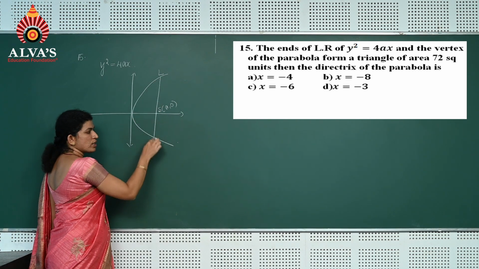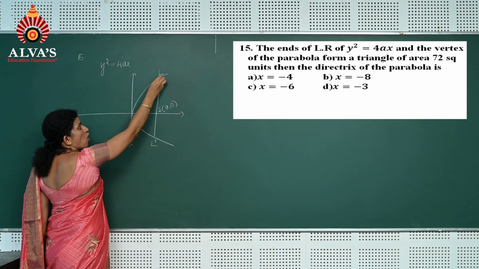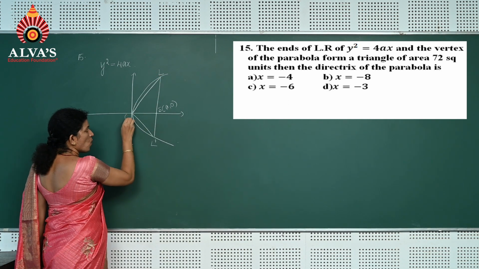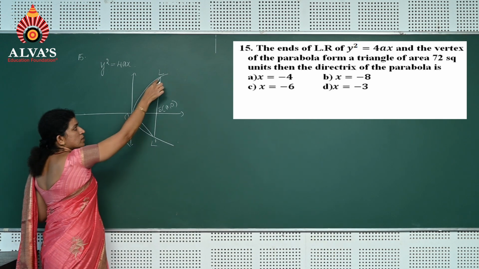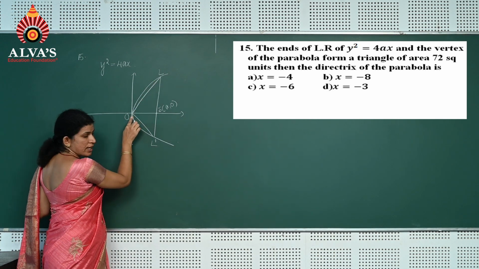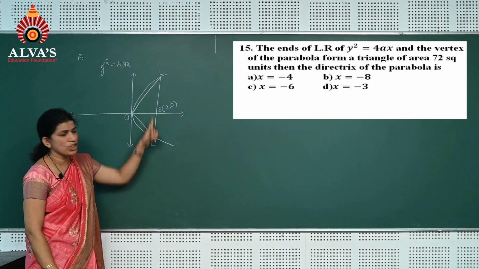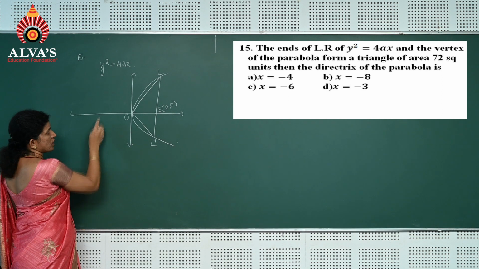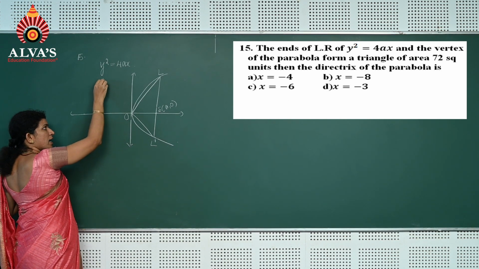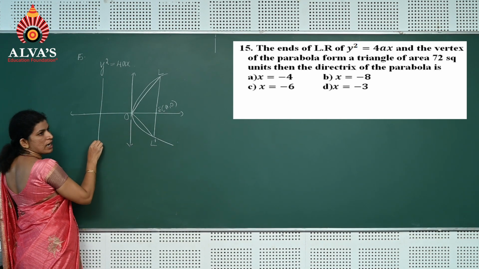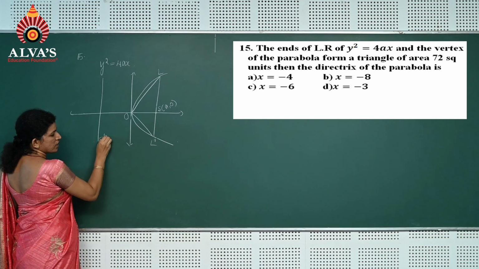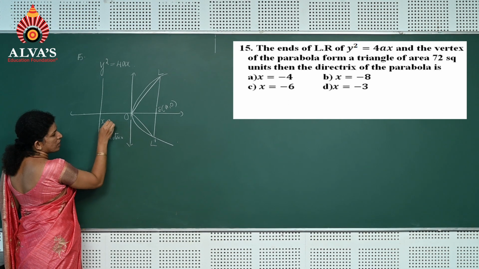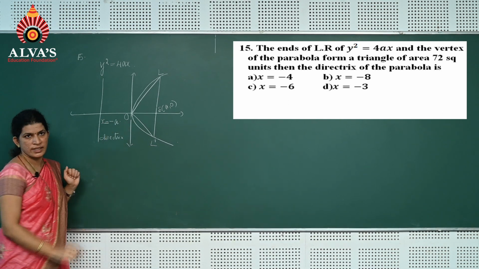The end points of the latus rectum form a triangle with the vertex. This O is the vertex. It forms a triangle with the vertex of area 72 square units. We want the equation of the directrix. Directrix means the line which is parallel to the latus rectum. We know the equation of the directrix is x equal to minus a.